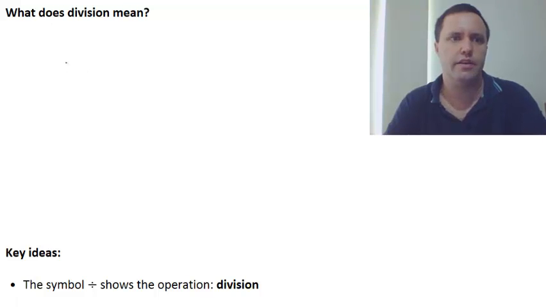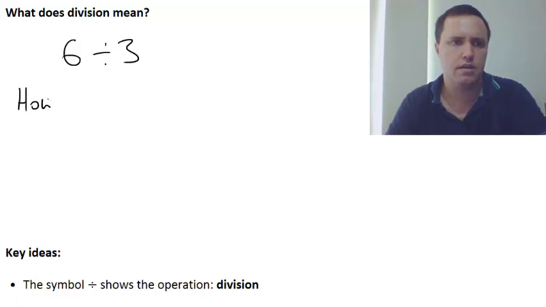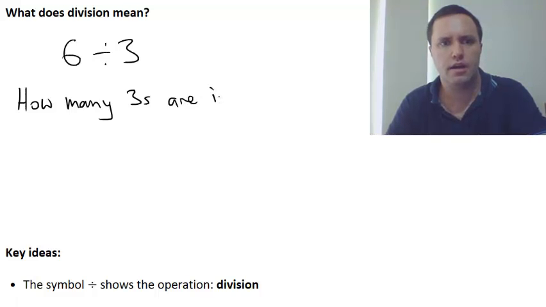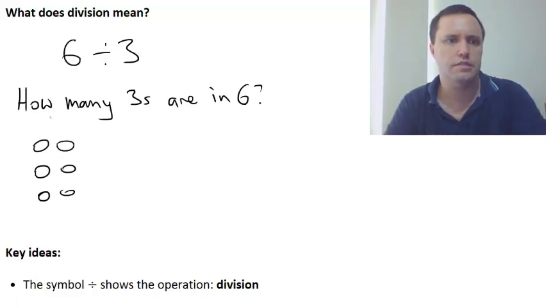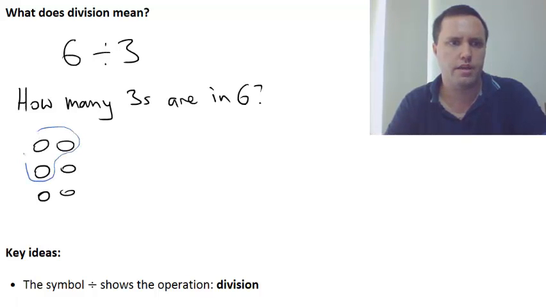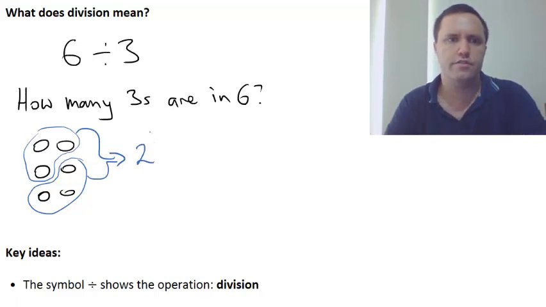So when you see something like maybe 6 divided by 3, what does that actually mean? What I want you to think about is that means how many 3's are in 6. Okay, so let's draw out 6, 1, 2, 3, 4, 5, 6, and we can say to ourselves, well, if I gather up 3 and I gather another 3 up, I have 2 lots of 3. Okay, so that means 6 divided by 3 is 2.